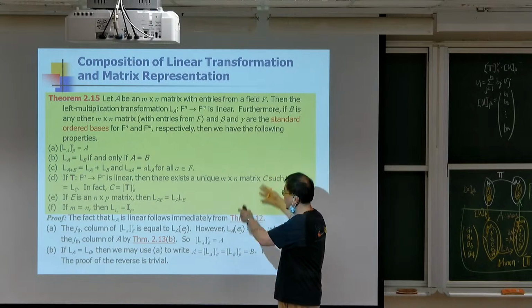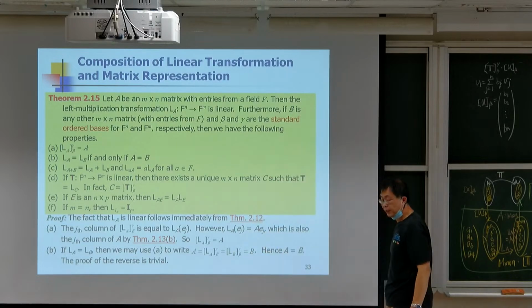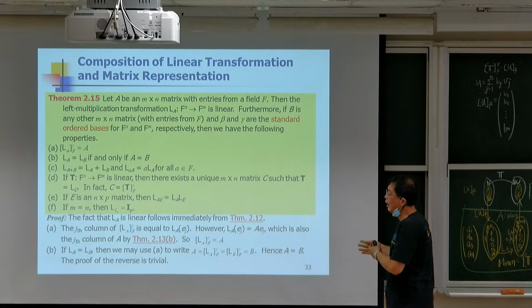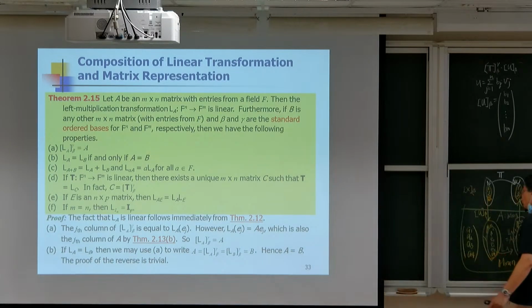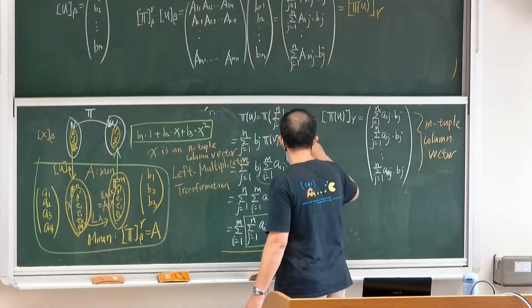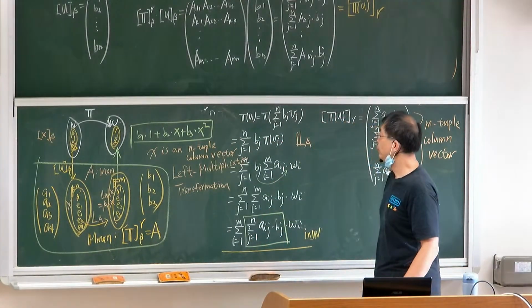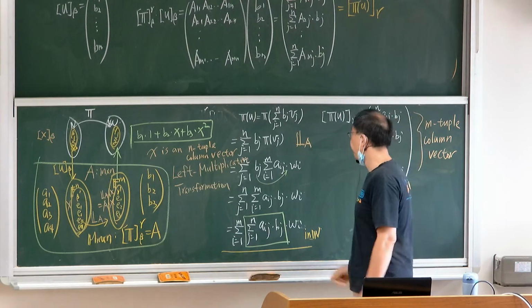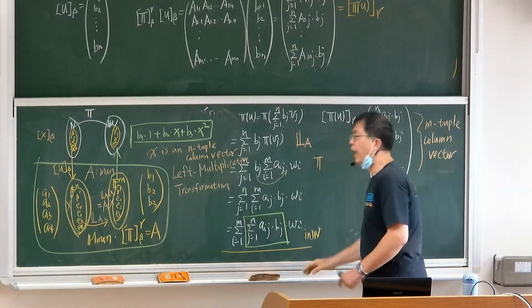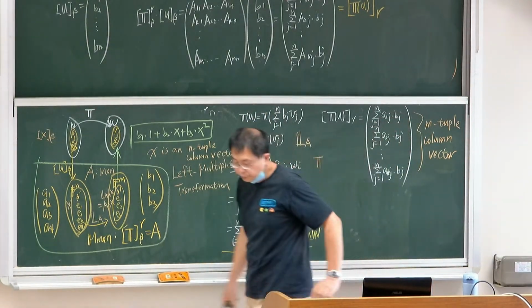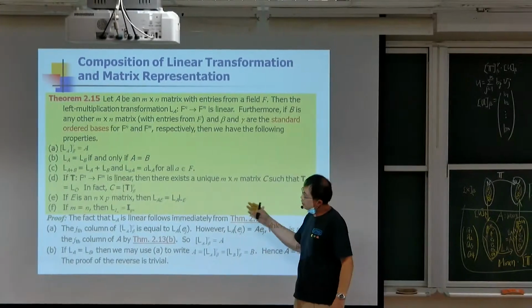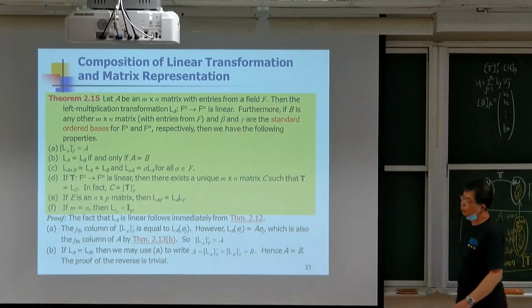So for theorem 2.15, actually they are identical to what we have already discussed, except that we give a new notation, LA, for this kind of linear transformation. If we transform it to T, everything has already been proved. So I'm not going to go through the details of theorem 2.15 either.